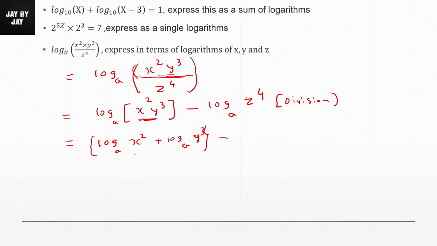Okay, minus, here you will have the power part. So therefore you can take this 4 in front of the logarithm function. So therefore 4 times log a of z here. Okay, now you will get the same power of logarithm in both terms. Therefore you can take the 2 out in front of the logarithm function: 2 log a of x plus, here, 3 in front of the equation, 3 log a of y. Here you will get minus 4 log a of z.